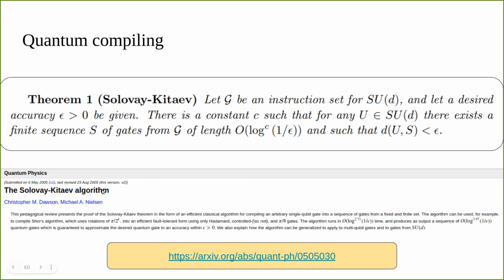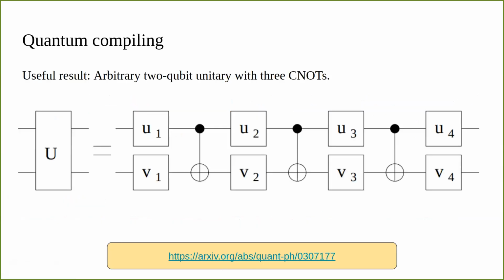If you're more interested in that, I would encourage you to check out this reference, the Solovay-Kitaev algorithm, which is available on arXiv at this link here. And in practice, when you do compiling, there are these tricks or identities that you use. Just to give you an idea, one useful result is that an arbitrary 2-qubit unitary can be expressed as a quantum circuit with at most 3 C0 gates, and the single qubit rotations you see here. That's a useful identity, and these are the kind of things that compilers in practice will use.